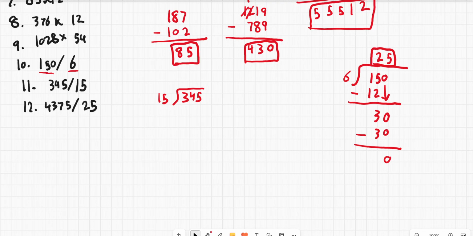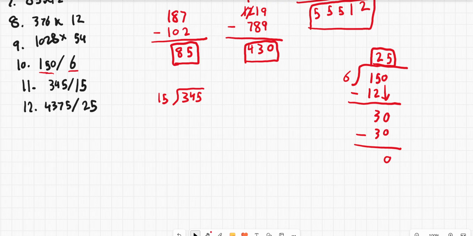Okay? 15, can it fit into 3? I don't think so. 15 is too big of a number. We need to combine the 3 with the 4 that's to the right of the 3. Therefore, now we're looking at 34, and we want to see how many times 15 can fit into 34.